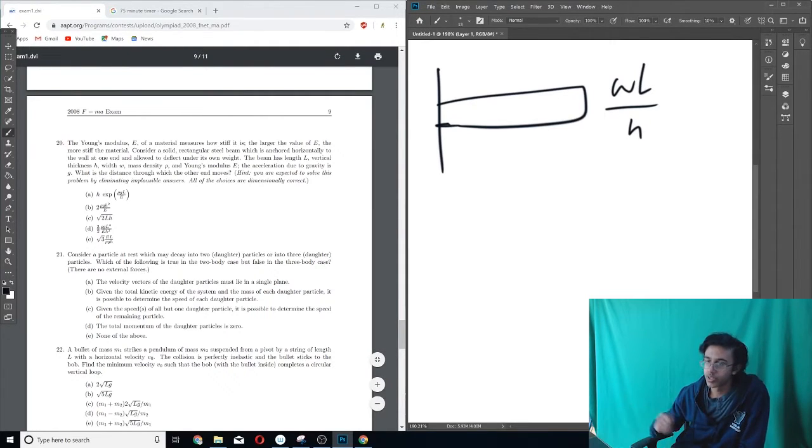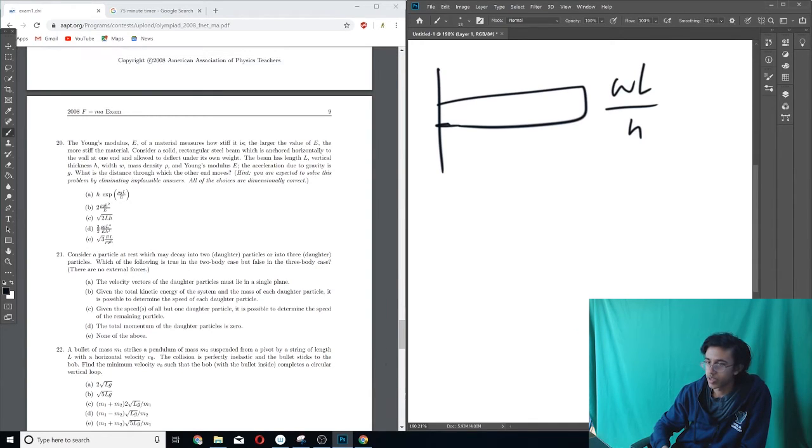So if it's more dense, that means it'll be heavier at the end, which means it'll have more torque, which means it's harder to move. So I think that if you have more mass density, it's going to fall more. So rho also is in the numerator. And then E. Well, E, if it's more hard, it's for sure not going to move as much. So we can put E in the denominator.